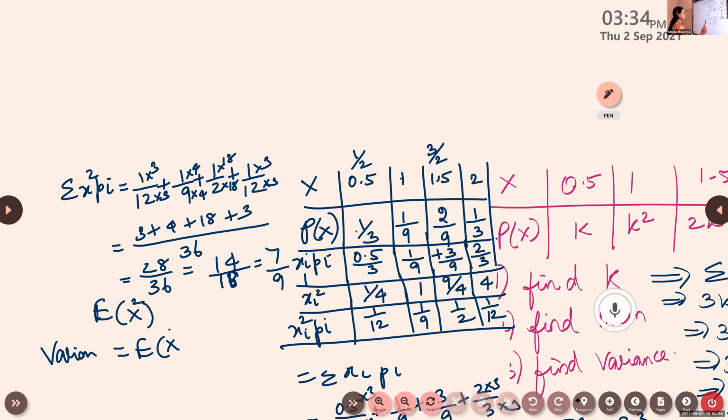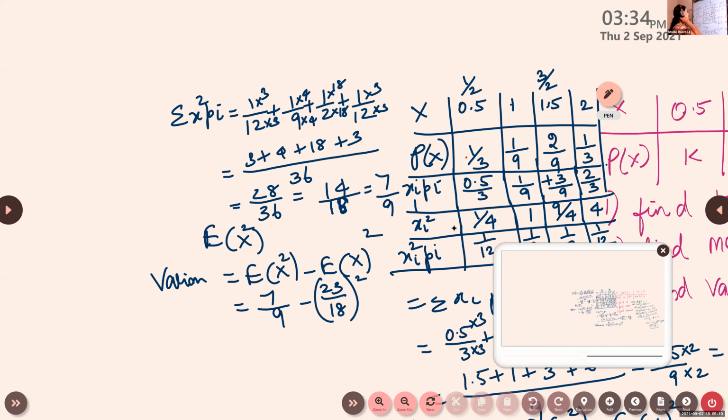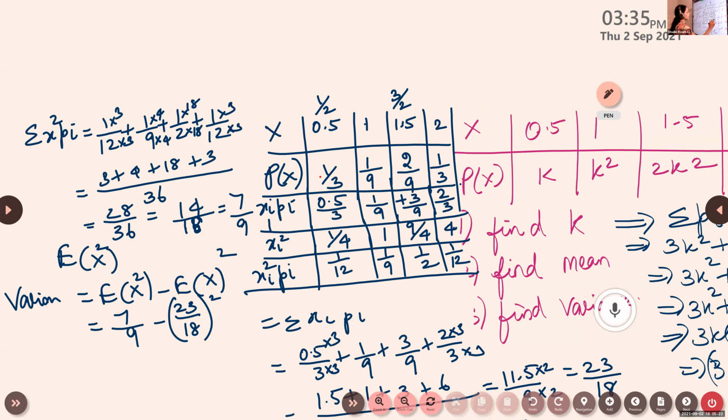Xi square pi, that one's last column. Isn't it 4 by 3? Xi square is 4. Okay, I wrote that as 1 by 12, isn't it? I think 4 into 1 by 3 I did. Xi square is 4, 4 into 1 by 3, since pi is 1 by 3. Yes, we'll get 4 by 3. Okay, then everything will change. Is it correct? 4 by 3? Karthik? 4 into 1 by 3, isn't it? I think I multiplied. Yes, so everything will change.